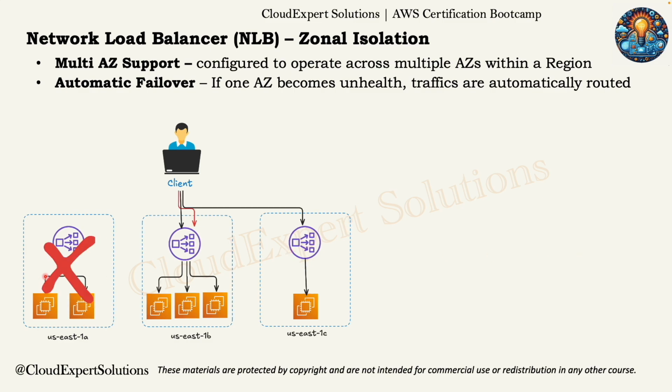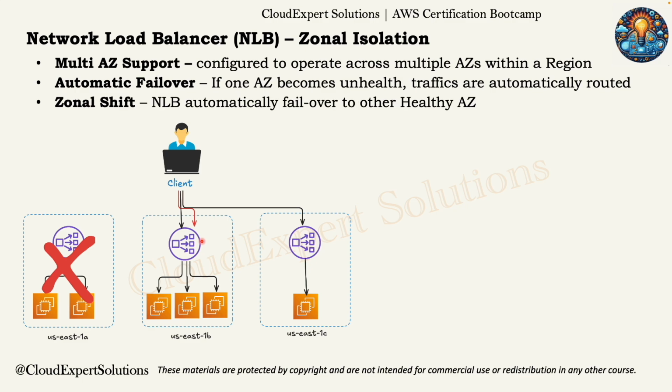In our current example, we have assumed that us-east-1a is not available. That means this availability zone is not healthy. That is why the network load balancer will stop sending traffic to this availability zone, and it will route traffic to the nearest healthy availability zone. There is also a concept called zonal shift, and in that case the network load balancer automatically fails over to another healthy availability zone. Let's understand with a diagram.